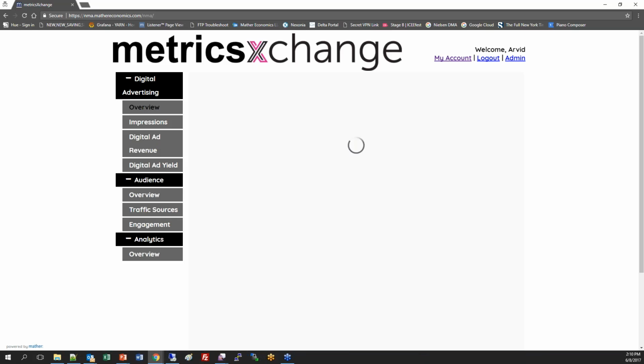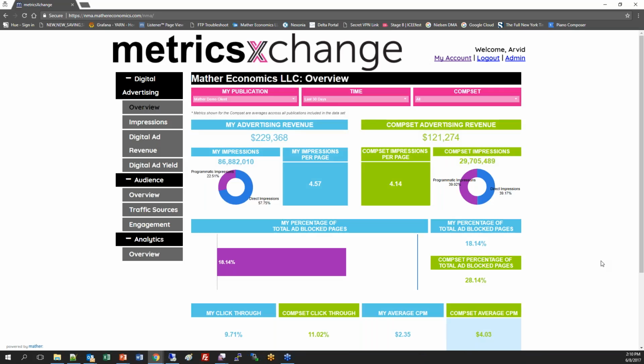So here again, we're going to look at essentially impressions, CPMs, and some ad blocking metrics as well. So the first thing you'll note is some of the filters up here. At the top, you'll see my publication. As Michael pointed out, if you're a corporate publisher, for example, if you're Gannett and you have 110 newspaper websites that you're managing, you'll see all 110 of them in this dropdown and be able to drill down and look at those.